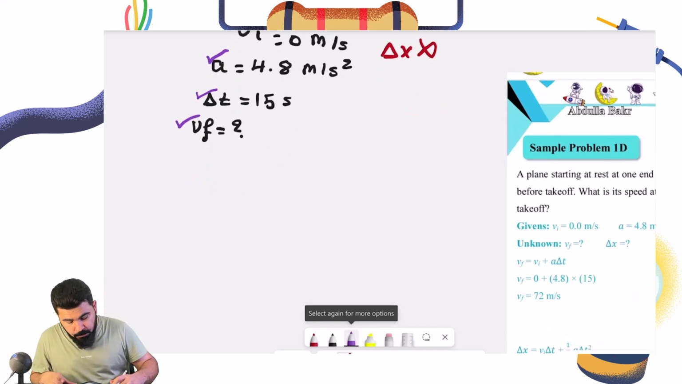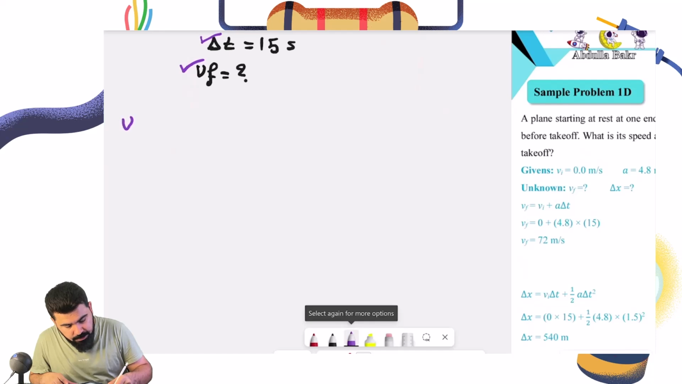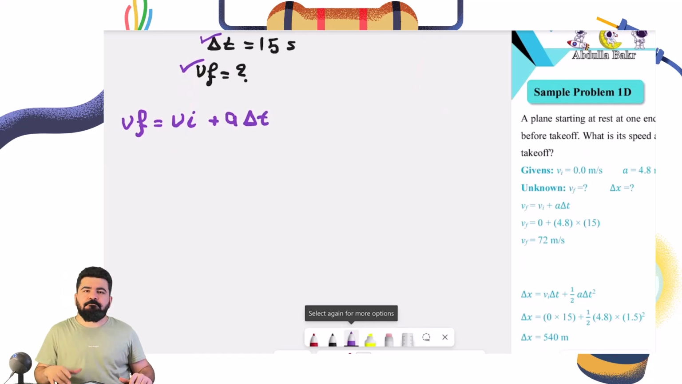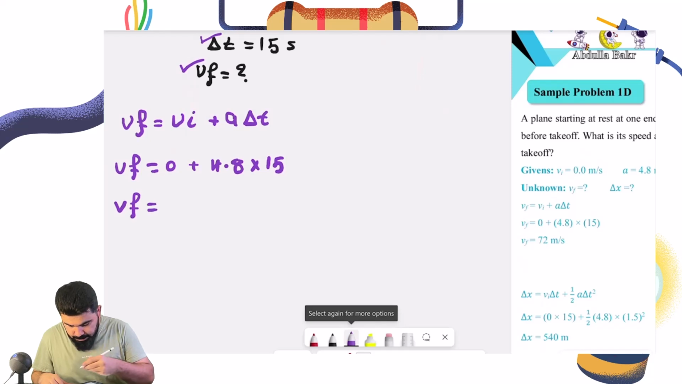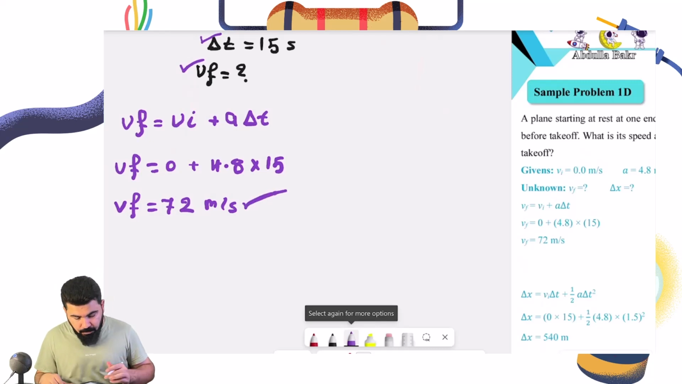Now, go back to the 4 equations of uniform acceleration and see in which equation you don't have displacement. Okay? Now, we have what? We have V final, which is equal to V initial plus A delta t. Okay, now V final is equal to what? It is equal to V initial, which is equal to 0 meter per second plus 4.8 meter per second squared times 15. V final is equal to what? It is equal to 72 meter per second. That is the first part. Okay, we found V final.